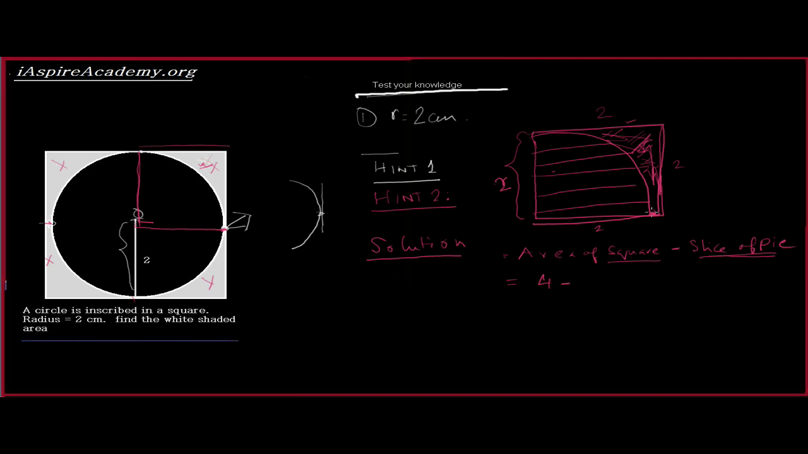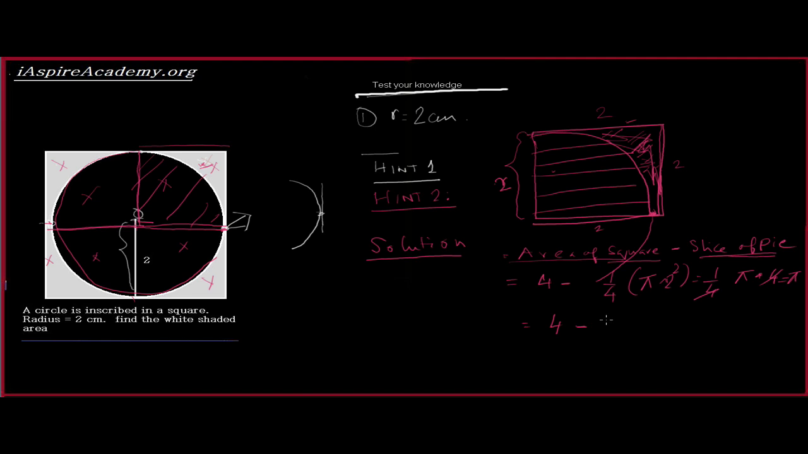Now let's look at this slice of pie. If you draw the circle all the way, or let's look here, this is the big circle, and each of these slices is really 1/4 of it. So the area of this is 1/4 of the entire circle. So that means 4 minus 1/4 of pi r squared, where r is again 2. So pi times 2 squared, equal to 1/4 pi times 4. 2 squared is 4. So that means pi. So 4 minus the slice of pie, which is pi, is our area of one such shaded area.